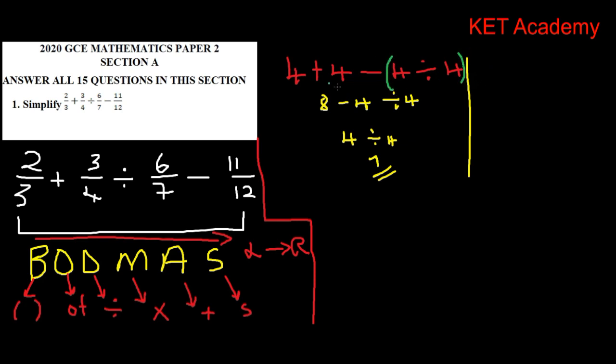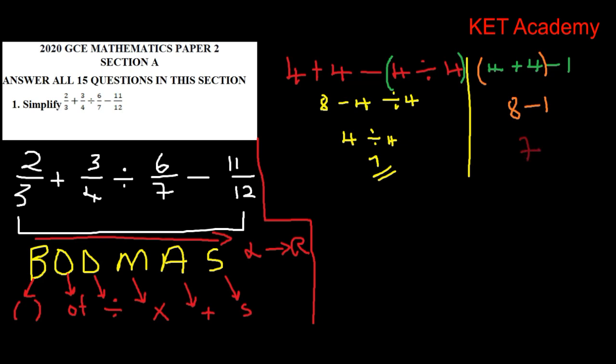So we can write this as 4 plus 4 minus 1. So in this case we have 4 divided by 4, which is 1. Now the next one, addition. There is addition, so we are going to focus our attention here. So in this case we have 8 minus 1, and what will be our final answer, which will be 7.